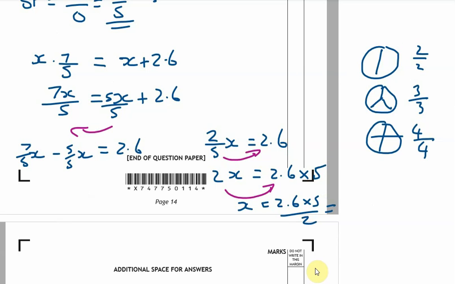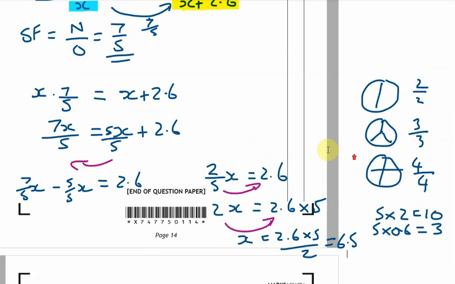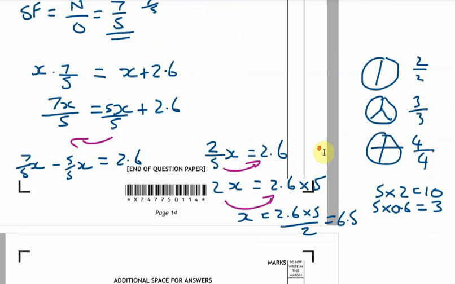So what's that? Well, 5 times 2.6. I always think, what's 5 times 2? That's 10. And what's 5 times 0.6? It's going to be 3, isn't it? So that's 13. And then 13 divided by 2 is going to be 6.5. So x is equal to 6.5. I think we are dealing in centimeters.